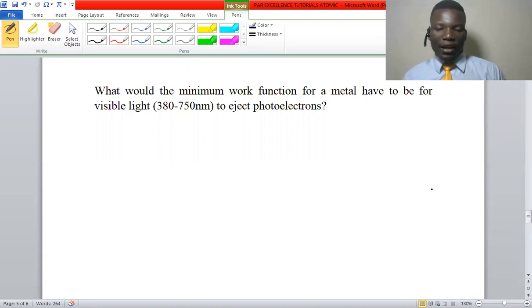What would the minimum work function for a metal have to be for visible light? Okay, so we've been given a range to eject photoelectrons.